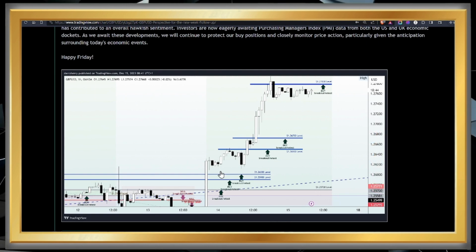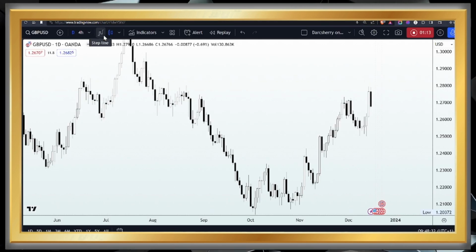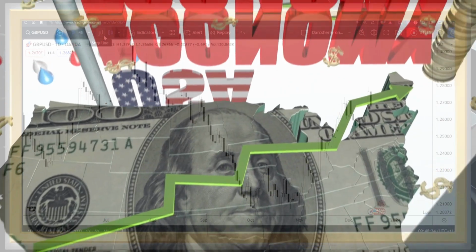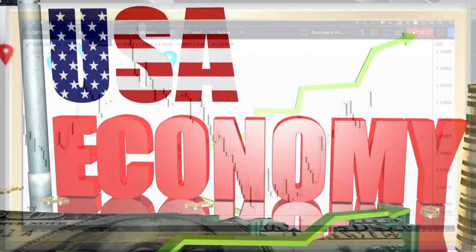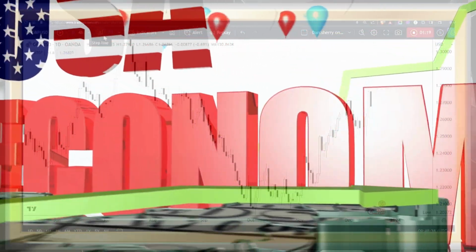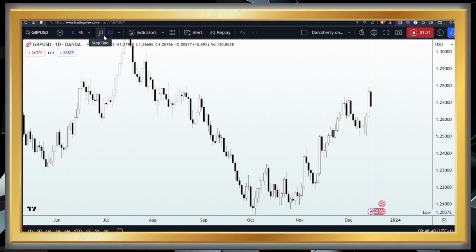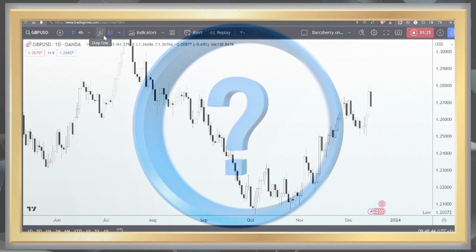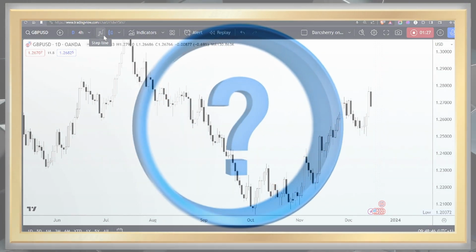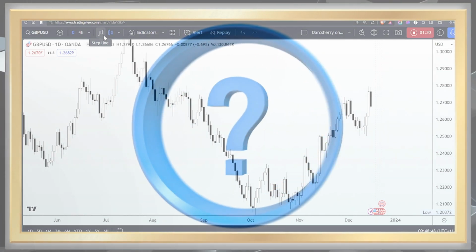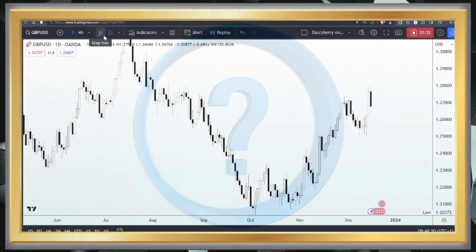With positive developments in the United Kingdom's business activities and a hawkish stance from the New York Fed President John Williams, we are set for a week laced with high impact economic events from both economies. The burning question at this juncture is, how will the pound sterling navigate these waters?